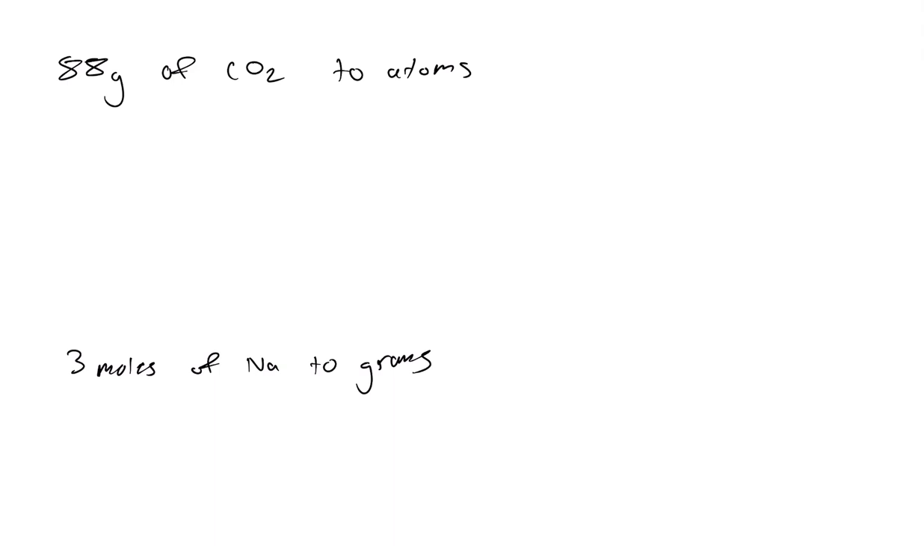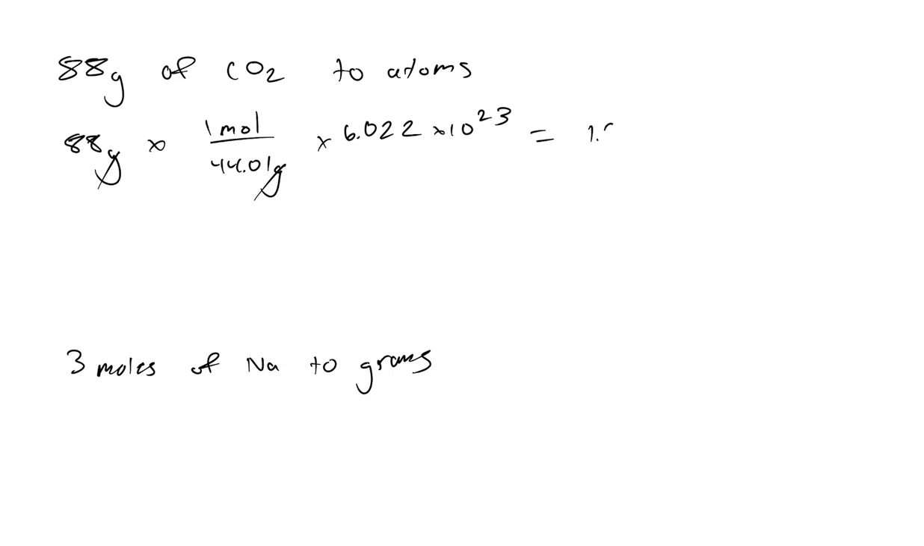But when you come back, you'll see that for the first problem, we do 88 grams times 1 mole over 44.01 grams. That's the molar mass. That way the grams cancel. And then once we're in moles, we have to multiply by Avogadro's number, 6.022 times 10 to the 23. And that'll leave us with 1.204 times 10 to the 24 molecules. That's how many atoms we have.